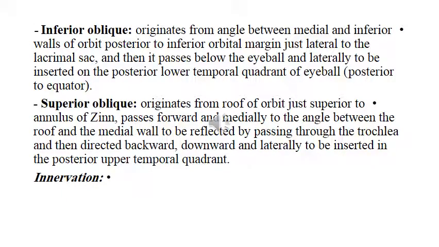Now we are discussing the oblique muscles. We have two obliques, inferior and superior obliques. The inferior oblique is supplied by the oculomotor nerve, the third cranial nerve. Superior oblique is supplied by the fourth cranial nerve, which is the trochlear nerve. How about their origin and insertion? To simplify it, inferior oblique originates from the floor of the orbit just lateral to the lacrimal sac and inserts behind the equator. So it inserts posterior to the equator. We said that the rectus muscles insert anterior to the equator, while the oblique muscles insert posterior to the equator.